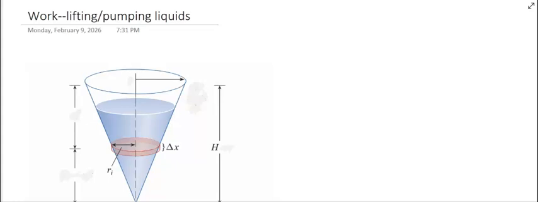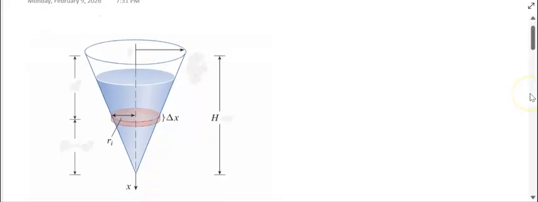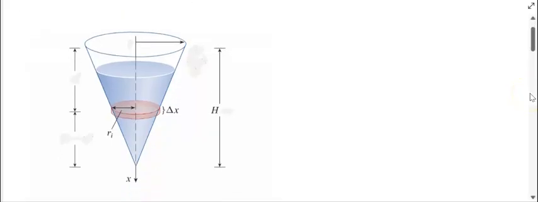Hi everyone, in this second video on work problems, we're going to look at lifting or pumping liquids. And I've got an example a little bit marked up that I've got here. In this case, it's a cylindrical tank where we have some liquid in it. It might be water or whatever it might be.